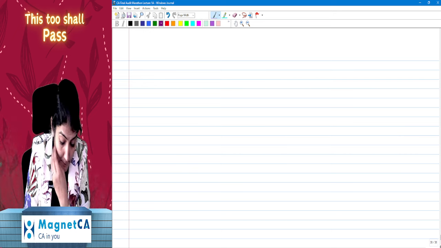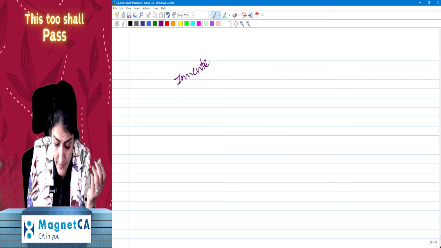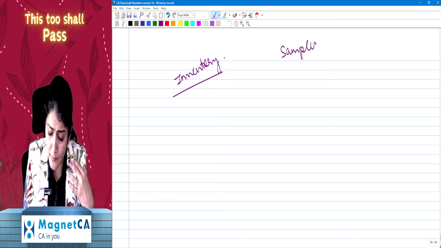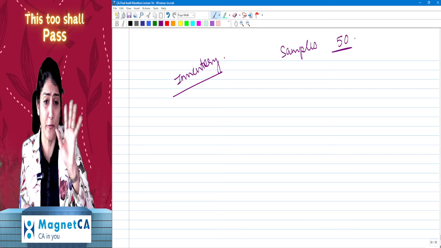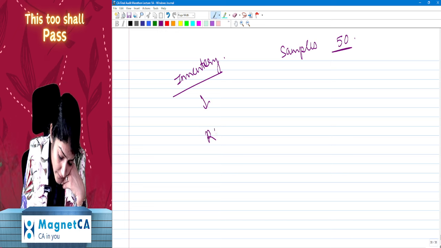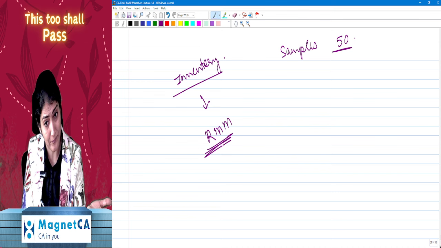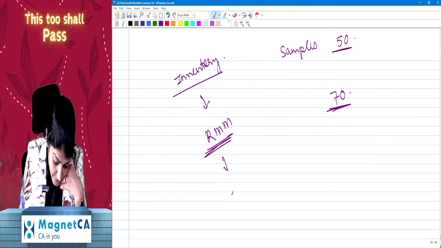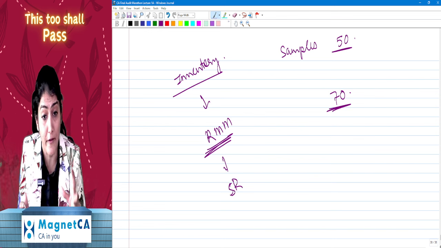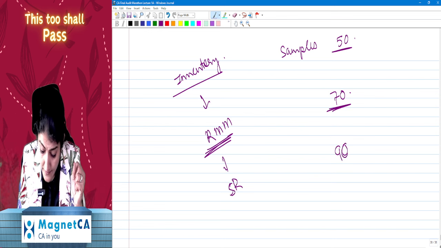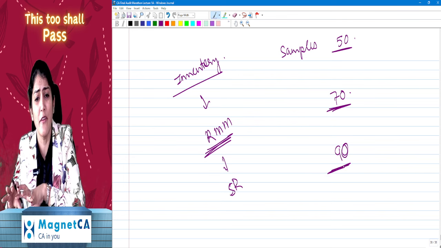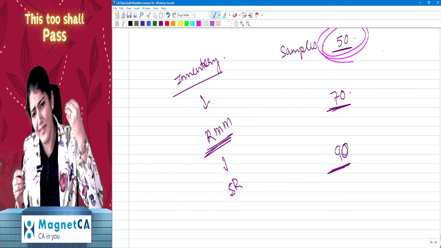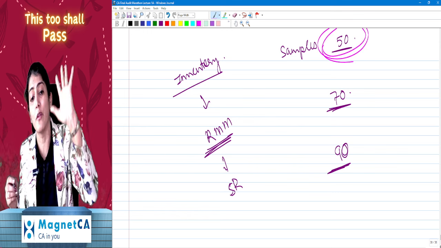So, let's say for example, normally for inventory, I check 50 samples. Whether there is a risk or no risk, I check 50. But when I come to know that in this inventory there is a chance of RMM, then I increase my sample size to 70. Then I say, oh my God, in this inventory there is an SR, significant risk. Now I might decide to check 90 samples for inventory. Just giving you an example. In any case, I am going to check 50 samples, whether there is a risk or no risk. 50, I will always check.